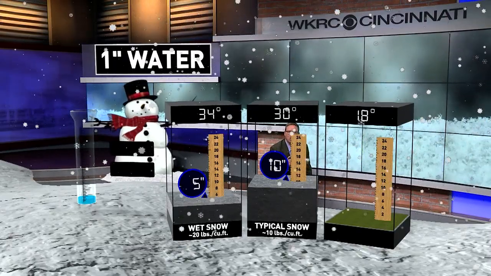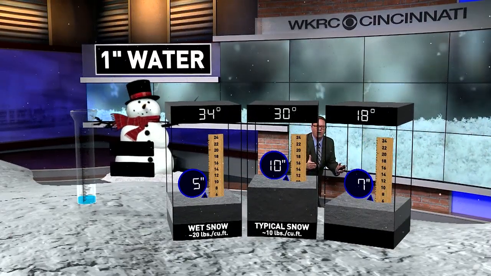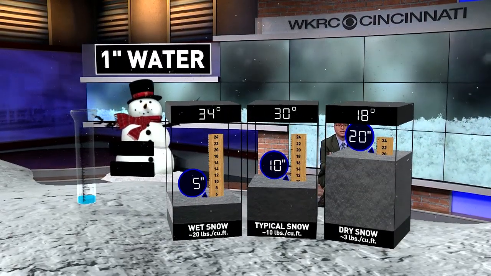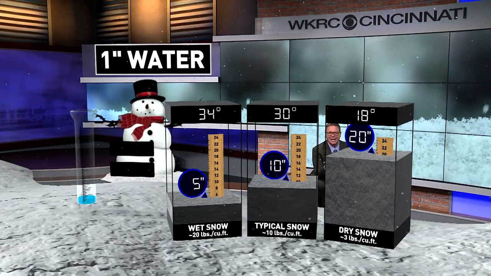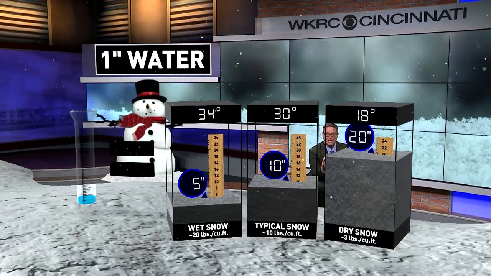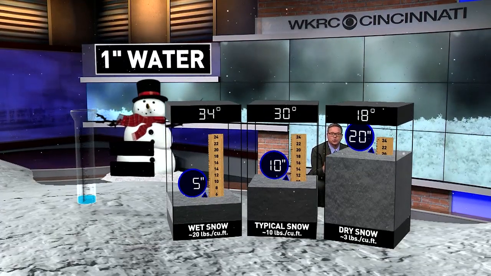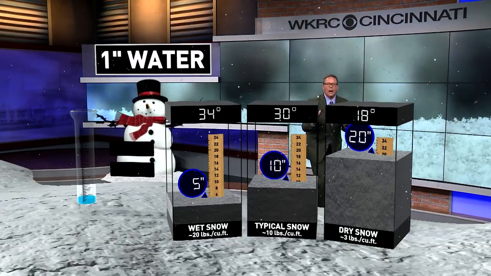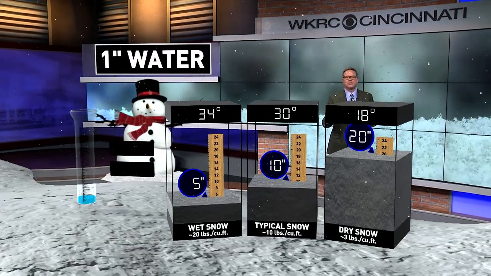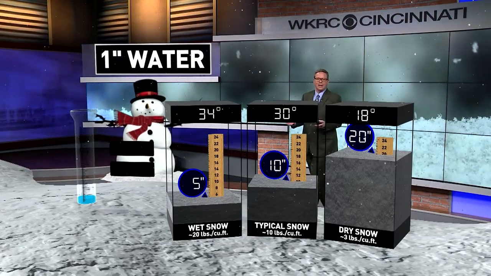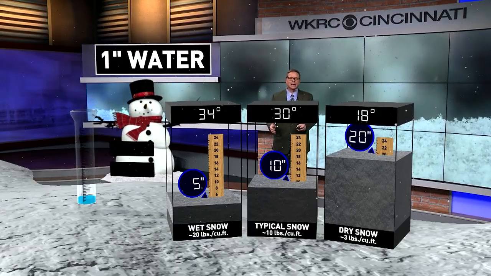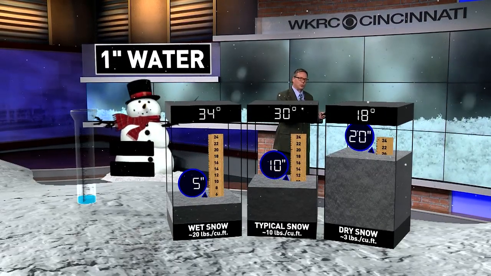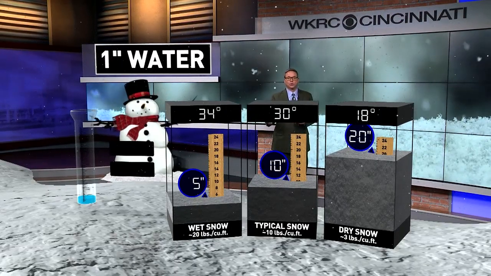Now, let's say we get a little more snowfall with colder temperatures, okay? 1 inch of rainfall at 18 degrees can be about 20 inches of snow. That is a dry snow, those little flakes of snow, and that snow weighs a whole lot less. So how much rain equals snow? Well, the answer can be pretty complicated depending on exactly what the temperature is as we vary from a wet snow to a dry snow.